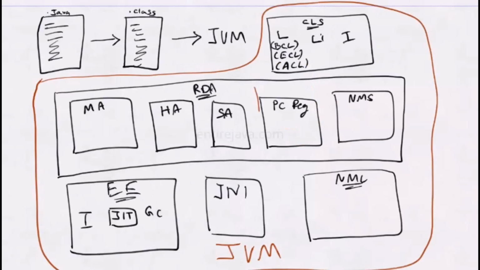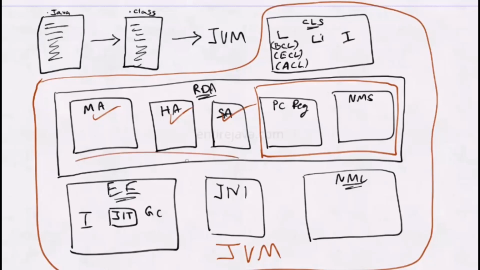These two memory sections, PC registers and native method stack, will be allocated for each and every thread, while the method area, heap area, and stack area will be shared across all the threads. So say that you have 10 threads, then for each and every thread, you get an individual PC register and native method stack. But all those 10 threads will share all these three memory sections. Again, if this sounds confusing, you'll have to hold on until we talk about multi-threading. Alright, that's it for this video.